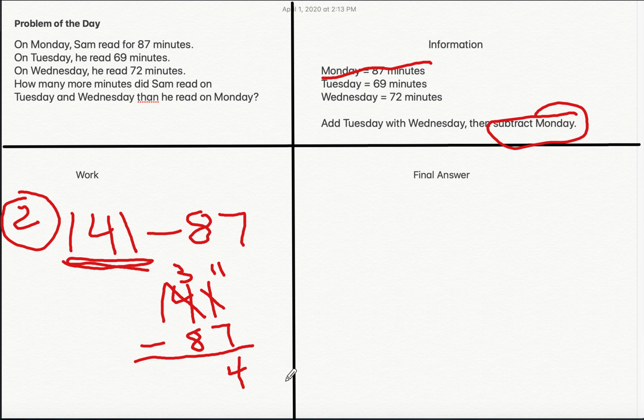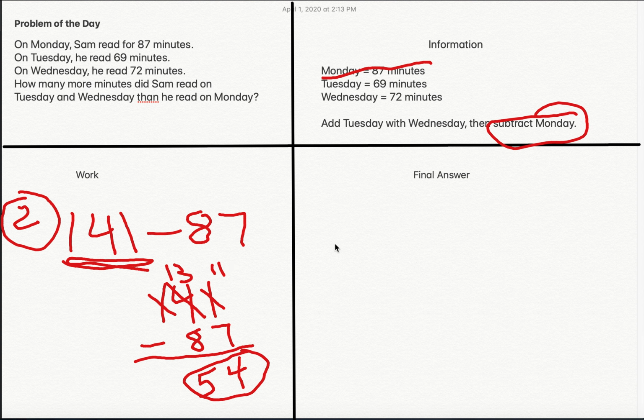11 minus 7 is what? 4. Good. Now we go to my 10 spot. I have 3 tens, and I got to take away 8 tens. Can I take away 8 tens from 3 tens? Nope. So I go to the hundreds and regroup, and now I have 13 tens. I can take 8 tens from 13 tens. How many do I got left? Good. I have 5 tens left. And I still got 54. So, is 54 my final answer? I better hear a resounding yes, because it is.